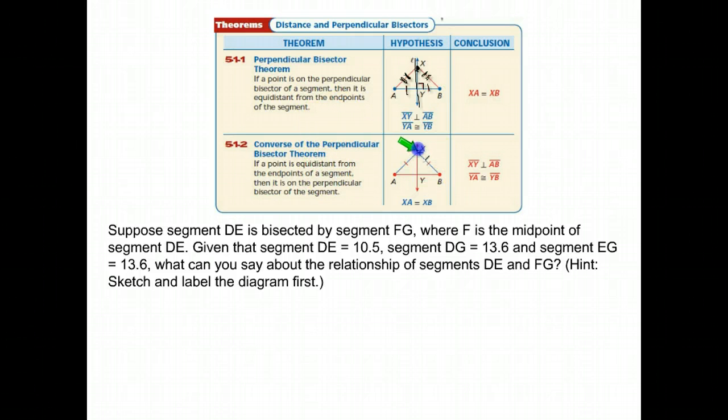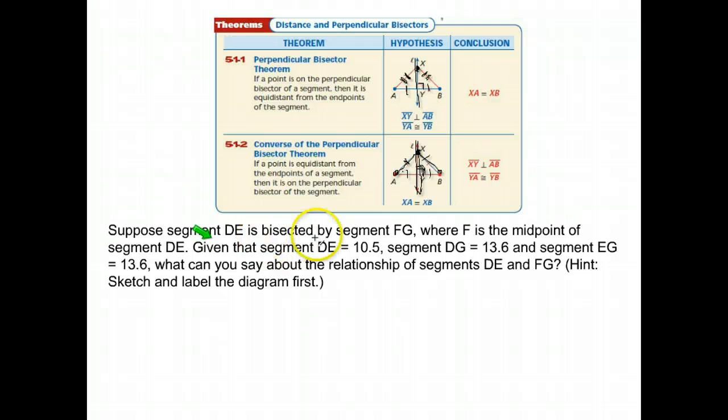The converse goes in the opposite order from that. It says, suppose you have a point on a line that passes through this segment, and that point is an equal distance from the two endpoints. So it's an equal distance from A and from B. If that's the case, then you know it's on the perpendicular bisector. So you know this forms a right angle, and you know the line cuts that segment into two equal parts. So let's use that to solve this problem.